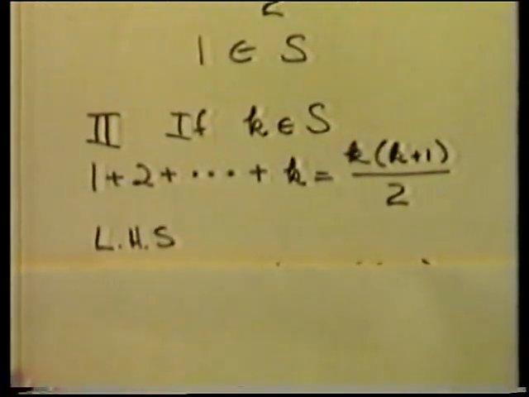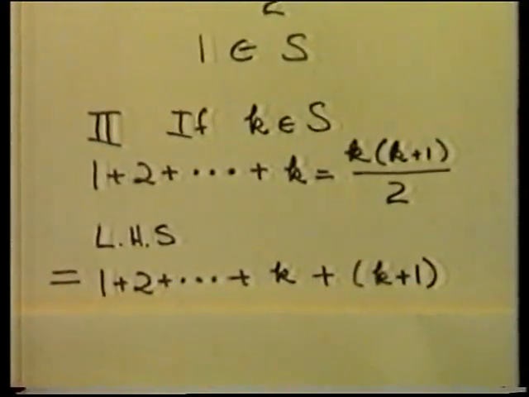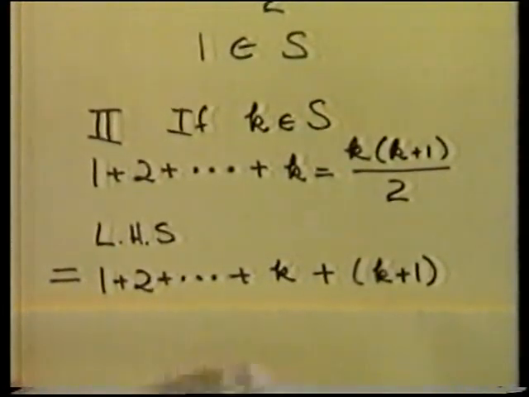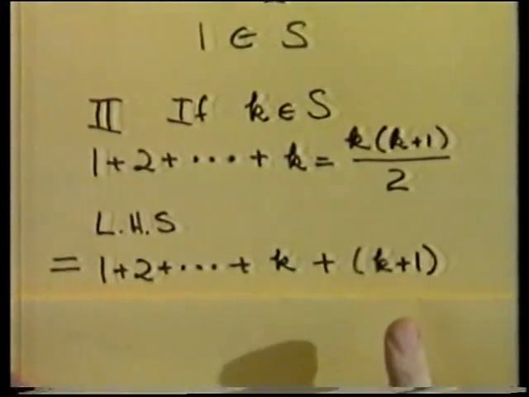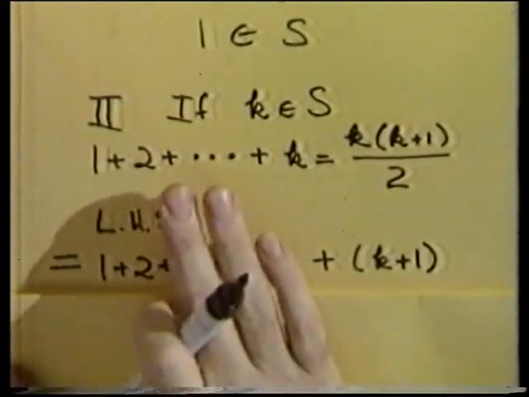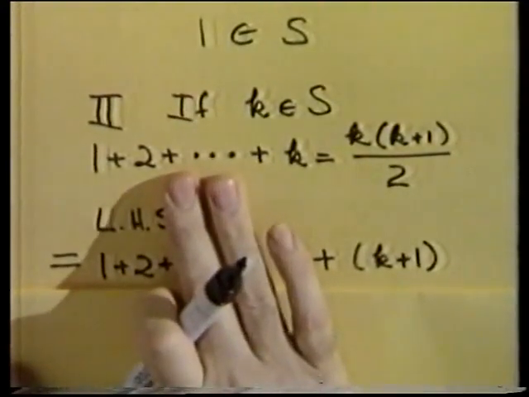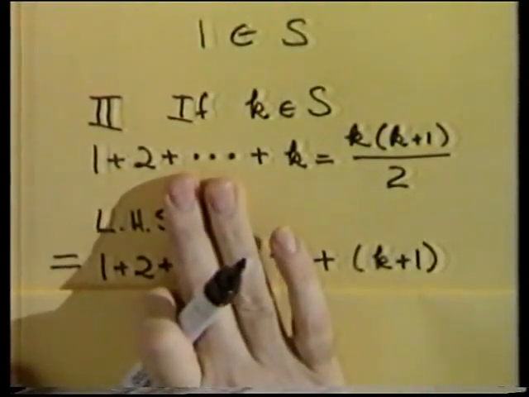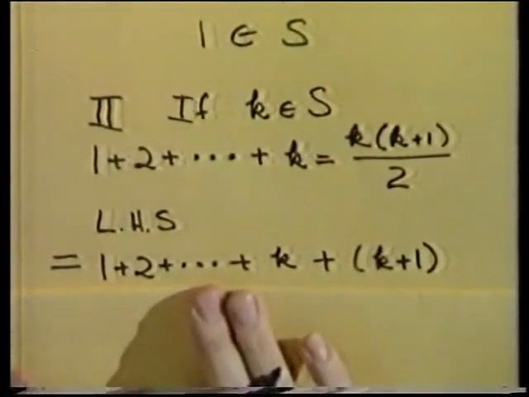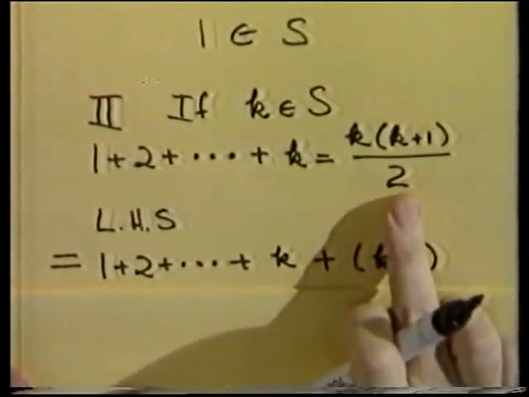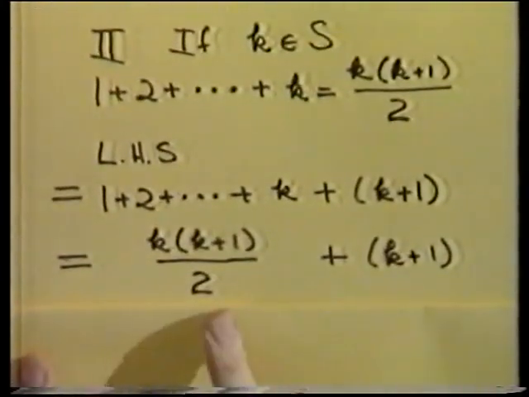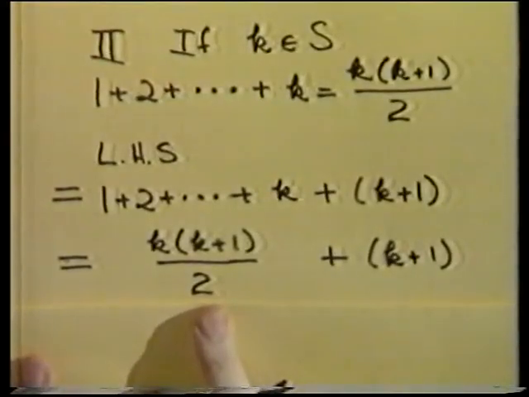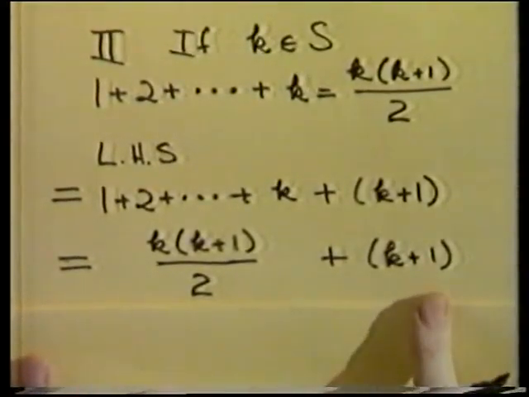Well, now let's take the left-hand side of the expression for n equals k plus 1. And we've already seen that it's equal to this sum. Now, in fact, it contains just one more term than this. So by the induction hypothesis, we can replace the first part of this sum by this. So the left-hand side is equal to k times (k plus 1) over 2, plus the extra term k plus 1.